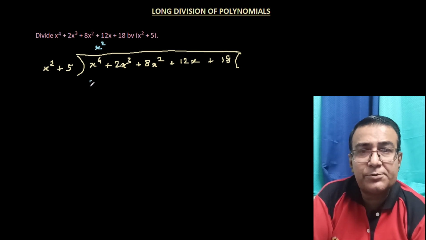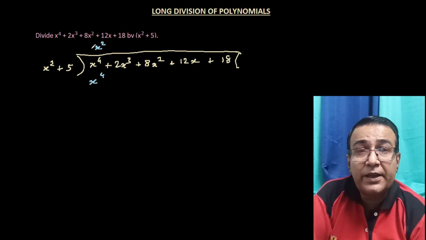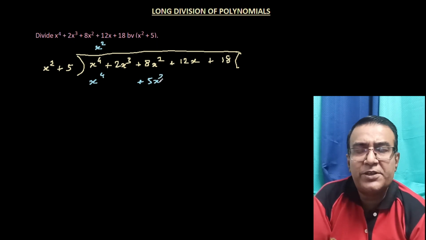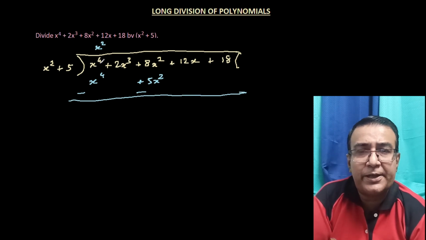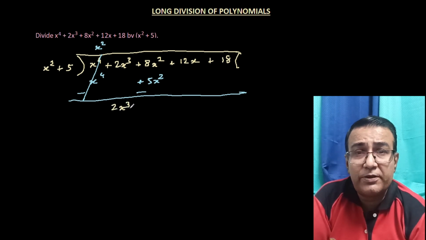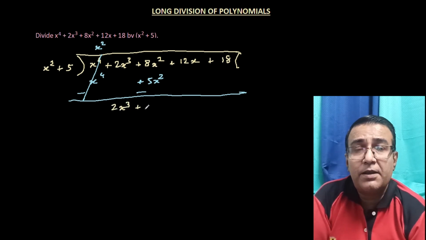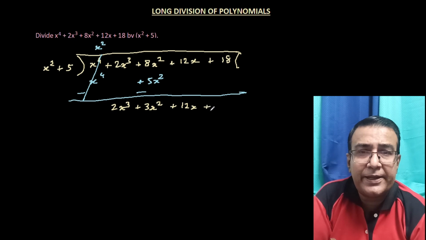So x squared times x squared gives us x to the power 4. We write that below the x to the power 4 term. Then x squared times 5 gives us 5x squared. Now this 5x squared, change number 4, does not have to be written below the x cube term. It has to be written below the x squared term. So we'll write it there and then proceed as usual. We change the signs and subtract, so this becomes negative, this becomes negative, and the x to the power 4 gets cancelled out. We bring down the rest of the polynomial: 2x cubed comes down as it is, 8x squared minus 5x squared gives us plus 3x squared, and the plus 12x and plus 18 come down as they are.